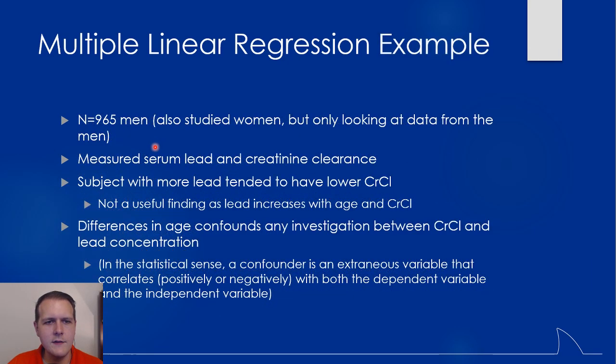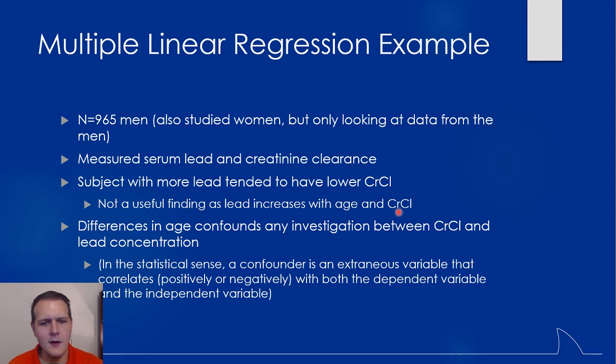So they had 965 men. They also studied women, but we're only going to look at this particular data set here. They measured the serum lead concentrations and creatinine clearance. What they tended to find was that subjects with more lead tend to have lower creatinine clearances. Although this is not really as useful a finding, because we also know that lead increases with age as well. So again, we are trying to figure out how much of this is just due to the lead content versus how much is due to age alone.